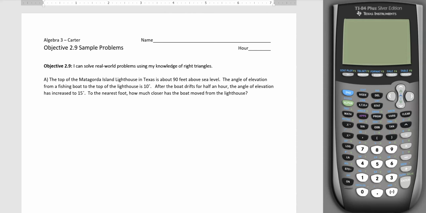To our Objective 2.9 sample problems. Objective 2.9 says I can solve real-world problems using my knowledge of right triangles. So let's do some of that. Let's solve some application problems with some right triangle trig.